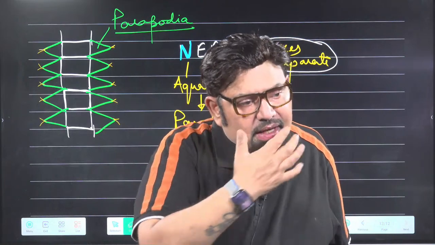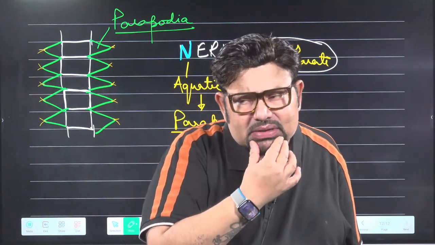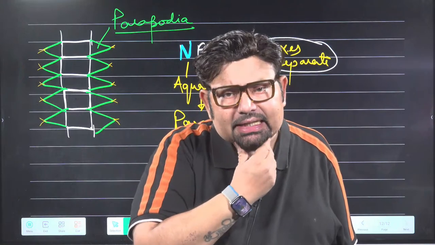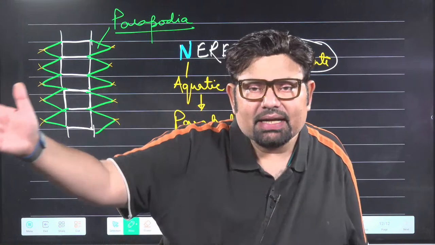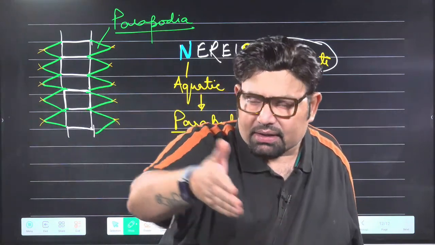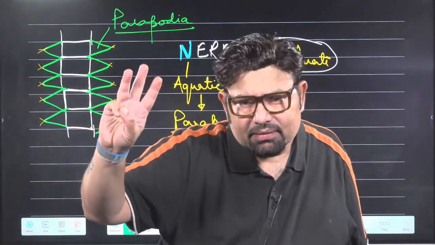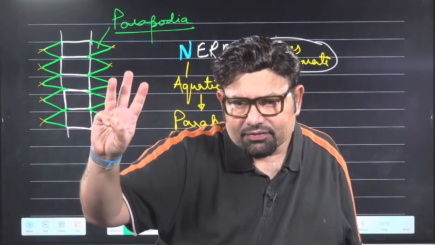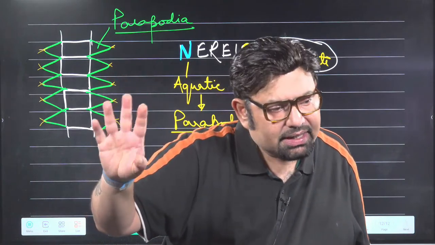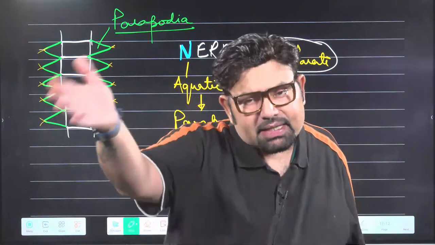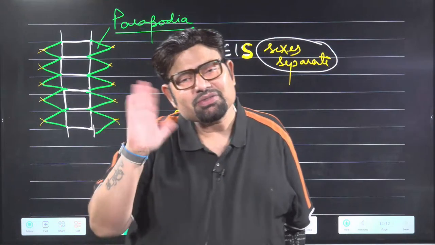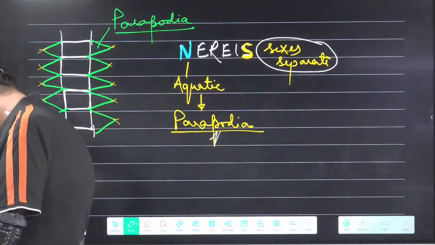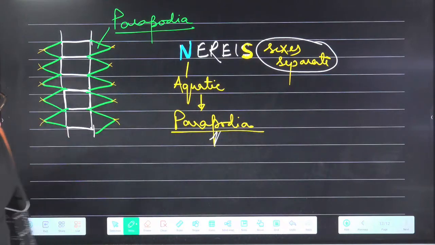Now, the syllabus for the exam is up to Porifera. Basis of classification, Phylum Porifera, and Cnidaria. Three things: basis of classification, Porifera, Cnidaria for this test. The next test will cover everything up to Mollusca and Echinodermata. All the very best, bachcho. God bless you. Take care. Okay, bye-bye.